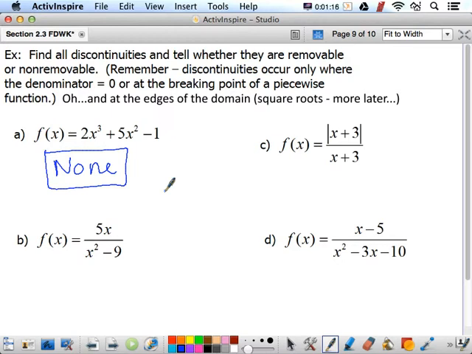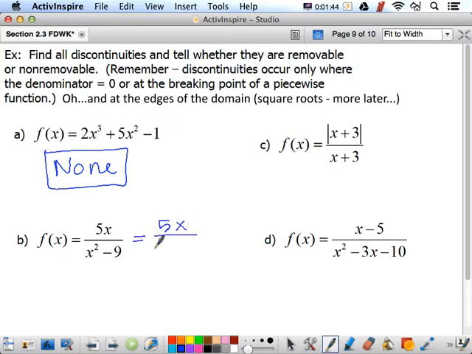Look at part B. We have f of x equals 5x over x squared minus 9. What type of function is that? Starts with an R. Almost. Rational. Remember that when there are variables in the denominator, we call those rational equations. And we have to be careful with those where the denominator equals 0 because those are restrictions. So let's take a look.